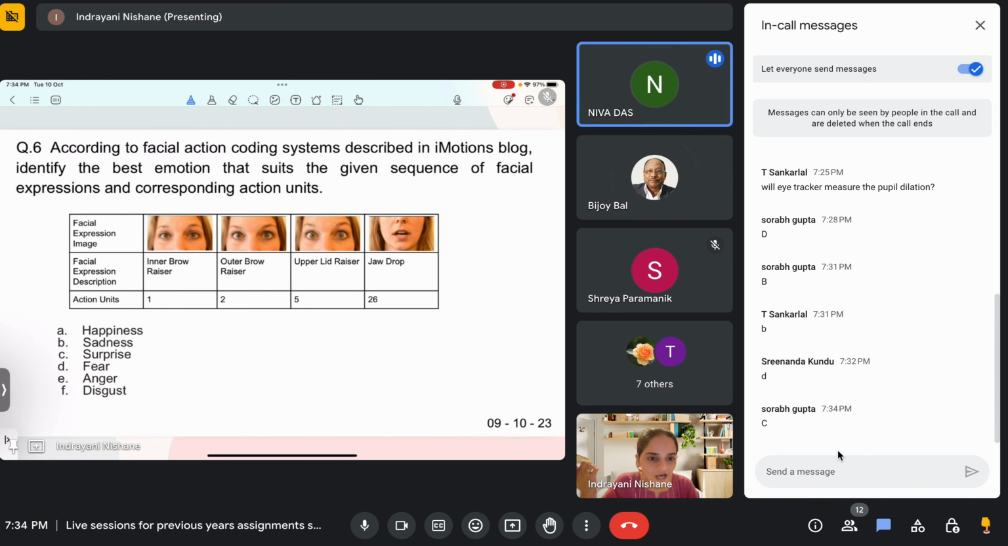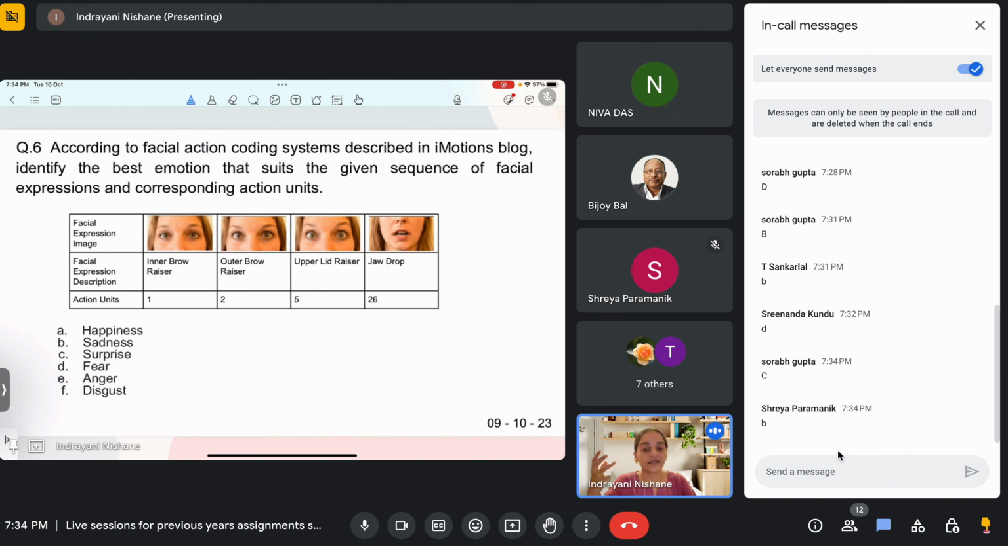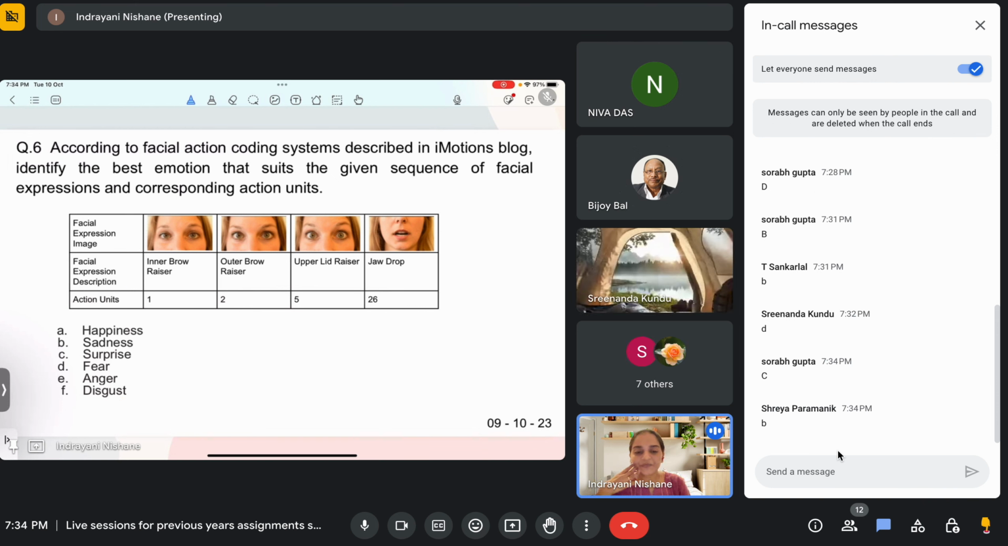There is a single correct answer, because in computation, when we are detecting any emotion, it's better to consider only the one emotion which has the highest probability. So you have to answer from that point of view: which emotion has the highest probability. Yeah, Shrinanda, you're saying something?